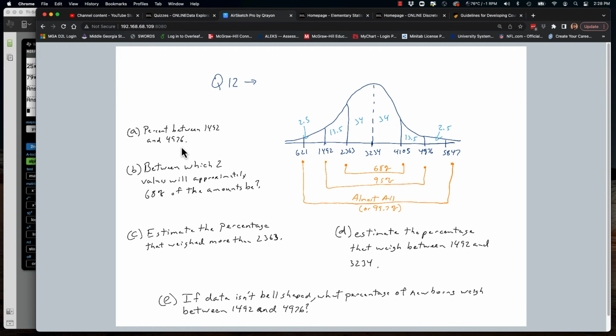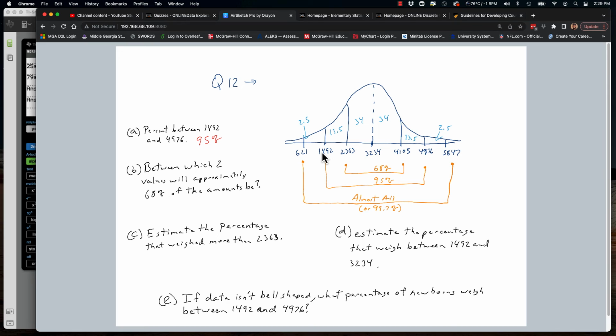with the exception of part E. But part A said, find me the percentage of weights that were between 1492 and 4976 grams. Well, 1492 is here and 4976 is here, so that's 1, 2 above, 1, 2 below the mean, so that means 95% of my data falls there. Okay, so let me undo all that red marking there, it's 95%.